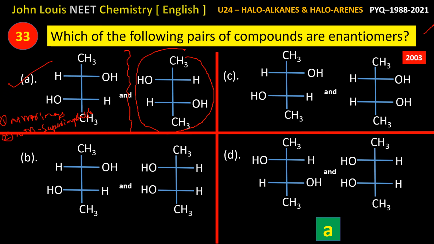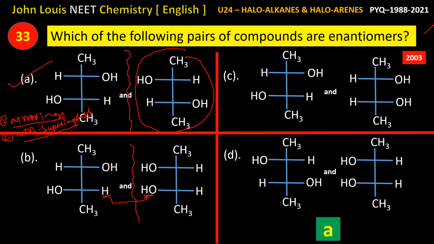For any pair of compounds to be enantiomers, these are the two conditions. What is the first one? They should be mirror images of each other. And second, it should be non-superimposable. Now let us check for the other pairs of compounds. You take option B here. So suppose there is a mirror in between these two. So here OH, here it is H, here it is H, here CH3. Here it is H, here it is OH. Therefore, it is not a mirror image. Therefore, we need not go for the second condition, non-superimposable.